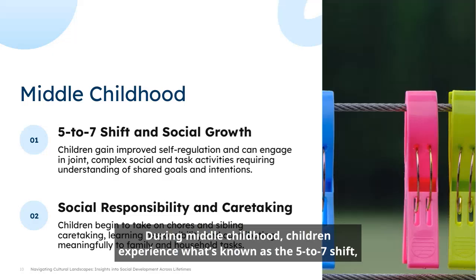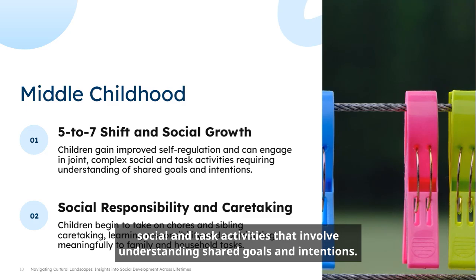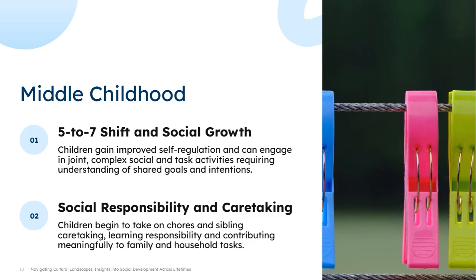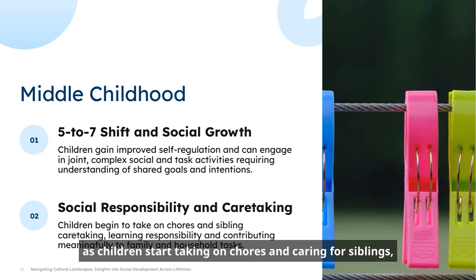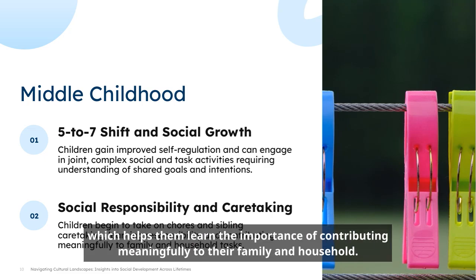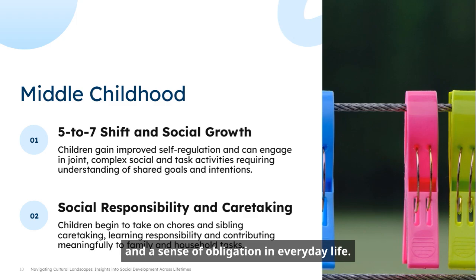During middle childhood, children experience what's known as the 5 to 7 shift, where they develop improved self-regulation and the ability to engage in more complex social and task activities that involve understanding shared goals and intentions. This stage is also marked by an increase in social responsibility and caretaking, as children start taking on chores and caring for siblings, which helps them learn the importance of contributing meaningfully to their family and household. These changes are crucial for building social intelligence and a sense of obligation in everyday life.